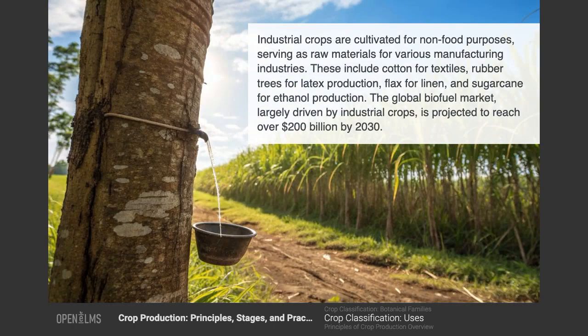Industrial crops are cultivated for non-food purposes, serving as raw materials for various manufacturing industries. These include cotton for textiles, rubber trees for latex production, flax for linen, and sugarcane for ethanol production. The global biofuel market, largely driven by industrial crops, is projected to reach over $200 billion by 2030.